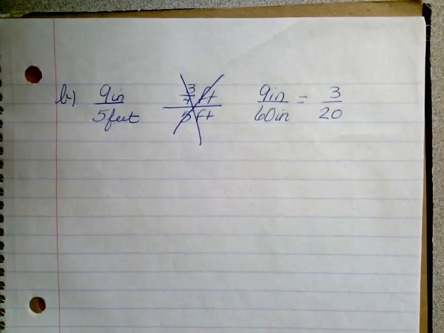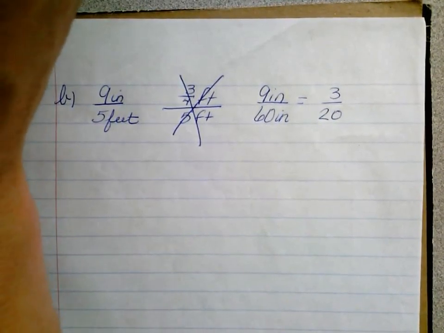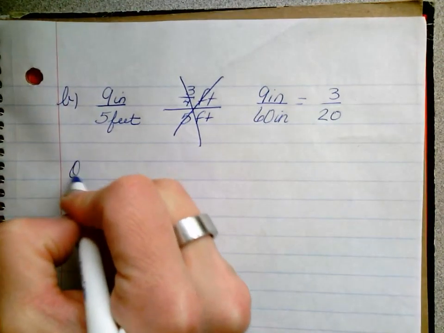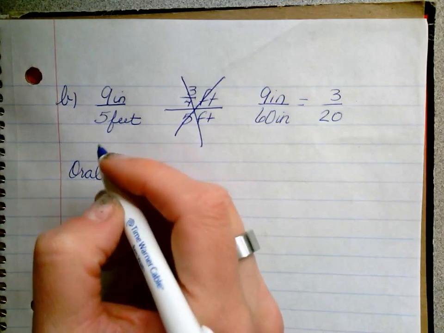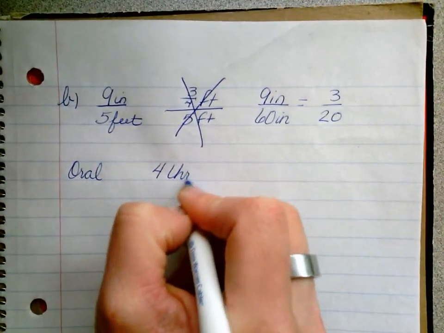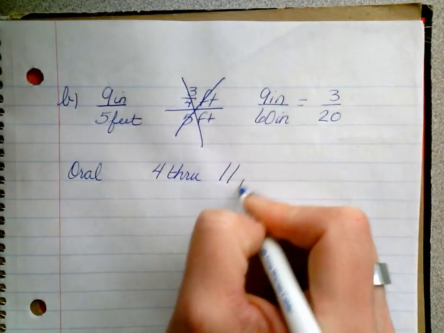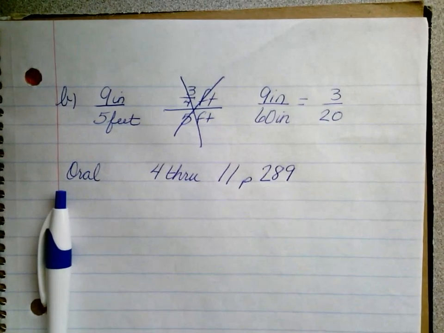How are you guys over here? Okay. All right, here's what I want you guys to do. I'm going to stop here. I want you guys to do oral 4 through 11, and that's on page 289. I just want to make sure you guys are okay on this. Oral 4 through 11, page 289.